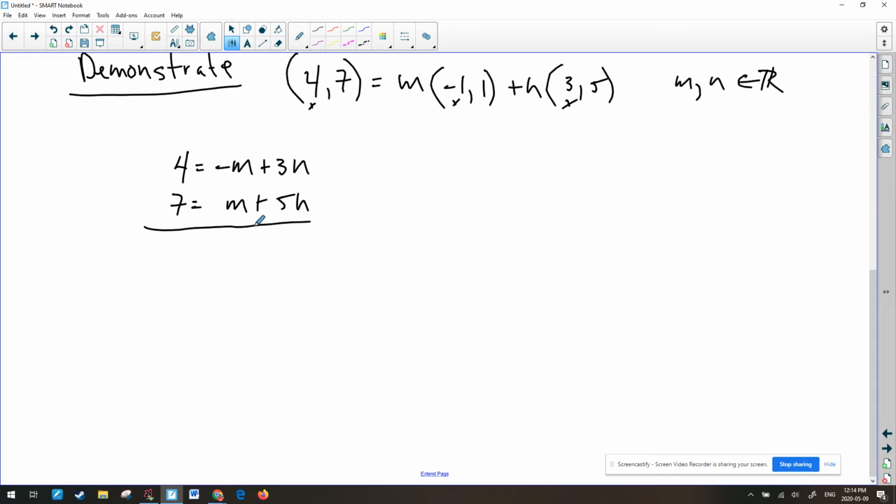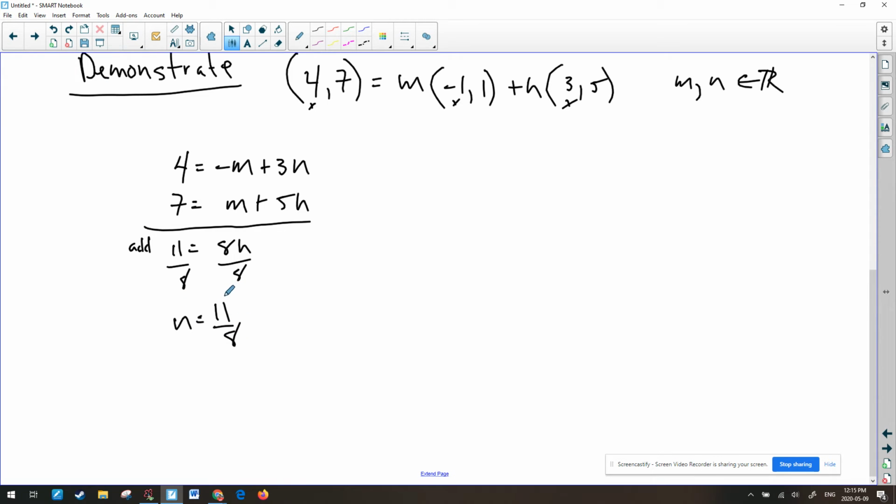I'm going to solve it with elimination because that's dead easy to eliminate. So I'm going to add. So that's going to be 11 is equal to 8N. So divide by 8, and we have that N, that's not an N, that's an M. N is equal to 11 eighths.